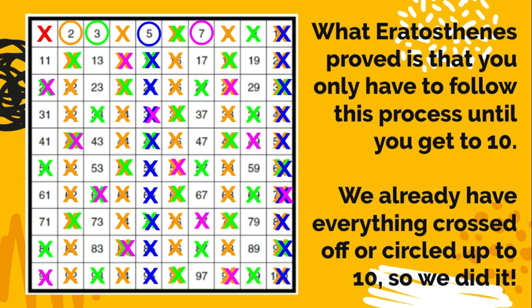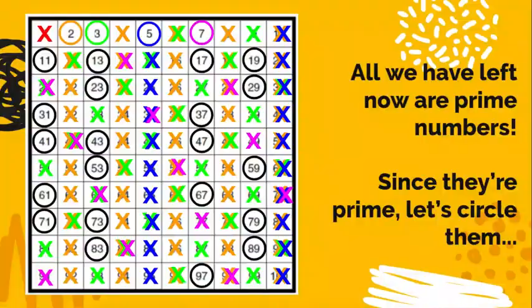Okay, so now we kind of need to think about what Eratosthenes proved. He said that you only have to follow this process until you get to 10. So if you look ahead to 10, I know we just finished 7, but look ahead to 10, we've already crossed off 8, 9, and 10. So we know those are composite numbers. So we're finished at this point. Yeah, it's pretty awesome. So let's see what this means.